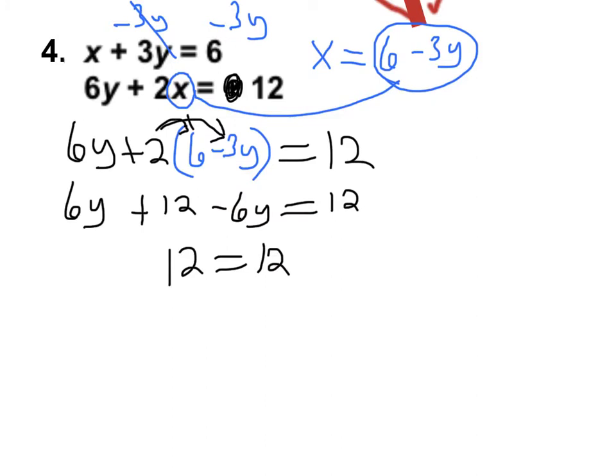Uh-oh. This is one of those weird situations where the variable drops out completely. I don't have any x, I don't have any y in this equation. And so that means it's one of those special types where there's either no solution or infinitely many solutions. If these two numbers don't equal each other, if you have a false statement, that would be no solution. But in this case, these two numbers make a true statement. 12 really does equal 12. And so my answer here is infinitely many solutions.